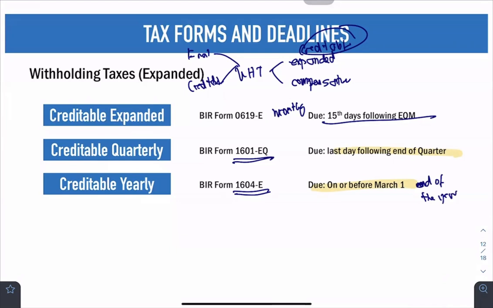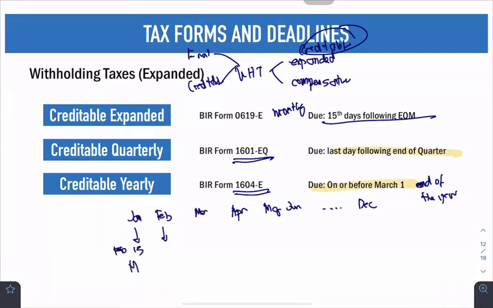So how does this work? Let's say January, February, March, April, May, June, etc., and then December. For the month of January, you will file on February 15, right? What will you use? The monthly return. For February, you will file 15 days following that month, so March 15. What will you use? The monthly return. For March, this is already the end of the quarter, right? Therefore, you will file on the last day following the end of the quarter, or until April 30, using 1601EQ.